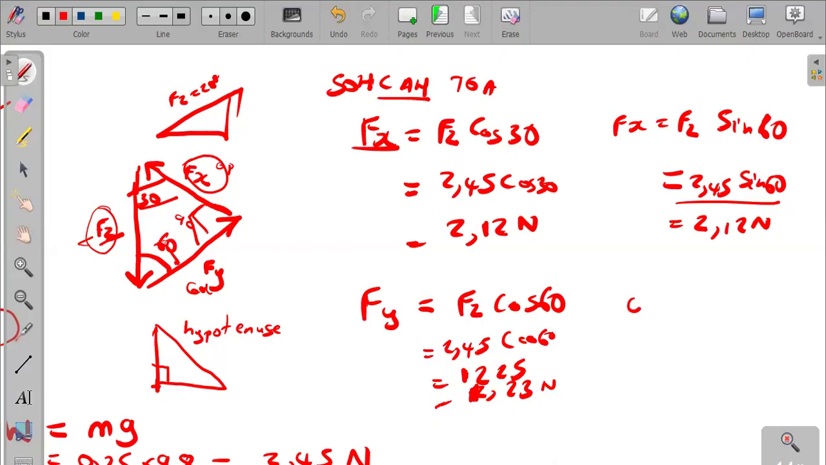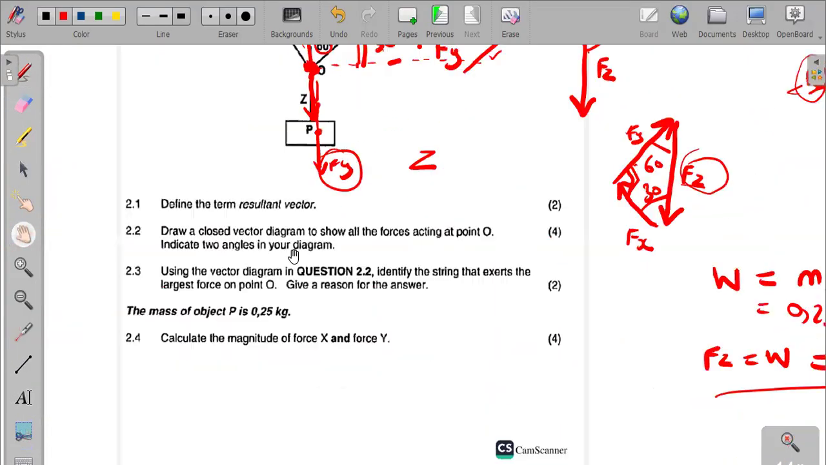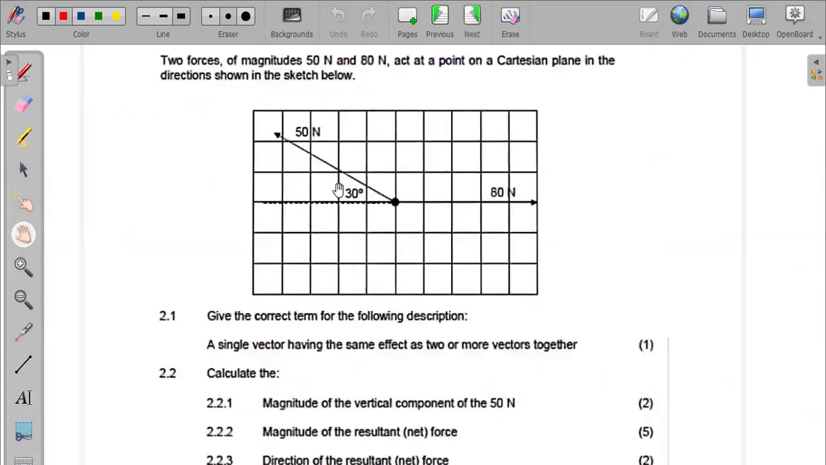Or we can say again, Fy is equal to Fz multiplied by sine 30, considering the right angle triangle we have there. So it's equal to 2.45 multiplied by sine 30, which will still give us the same result, 1.225, which to two decimal places becomes 1.23. Both routes lead to the same answer. So basically, it's another way of calculating it. And as it stands, it is the last question in this question, so we can quickly go to the next question.